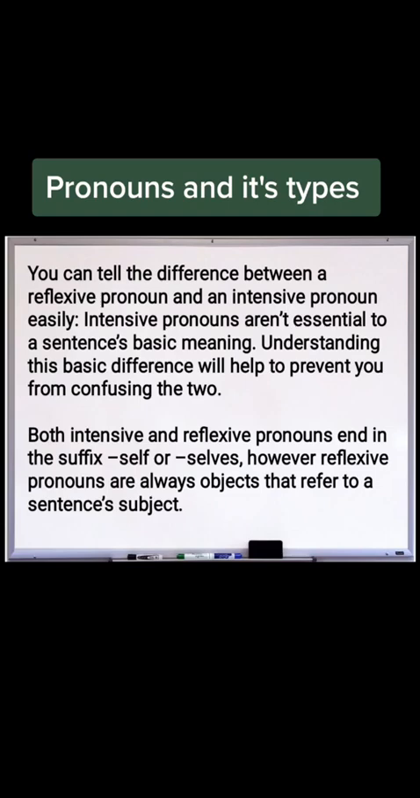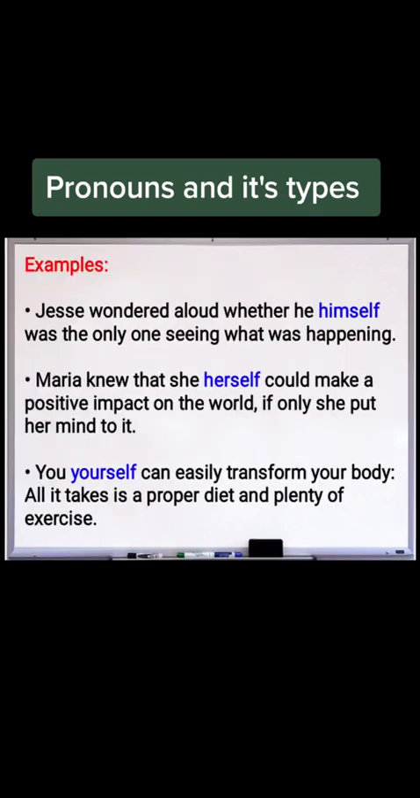For examples, Jesse wondered aloud whether he himself was the only one seeing what was happening. Maria knew that she herself could make a positive impact on the world, if only she put her mind to it. You yourself can easily transform your body. All it takes is a proper diet and plenty of exercise.